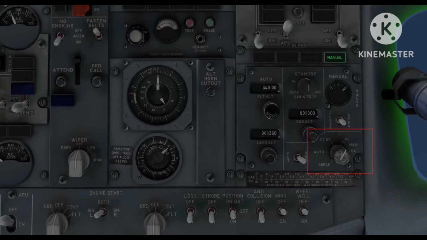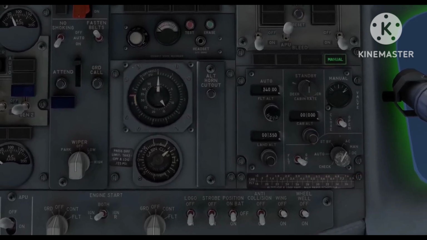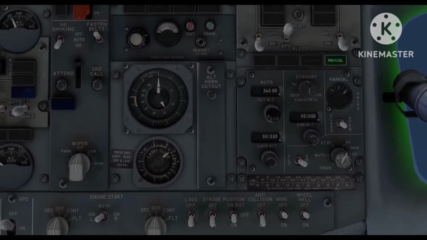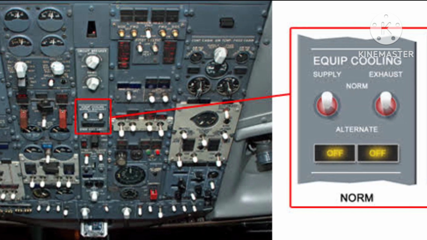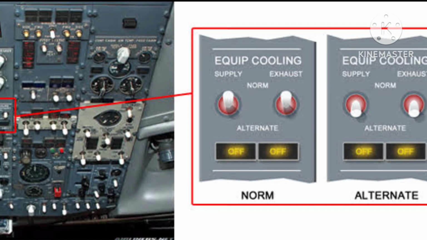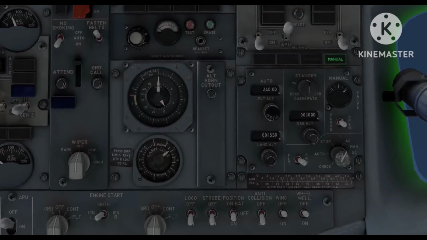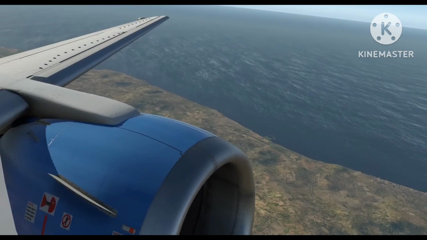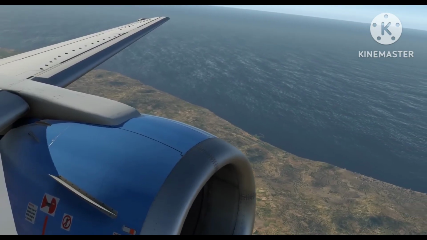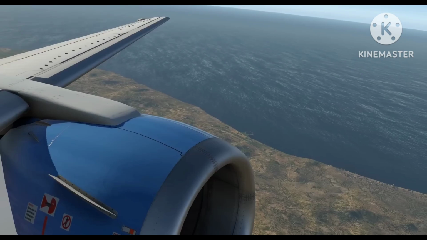The aircraft experienced a problem with its equipment cooling system, essential for maintaining the functionality of onboard electronics by regulating temperatures to prevent overheating. This system was likely activated as a result of the aircraft's depressurization, complicating the situation for the flight crew.